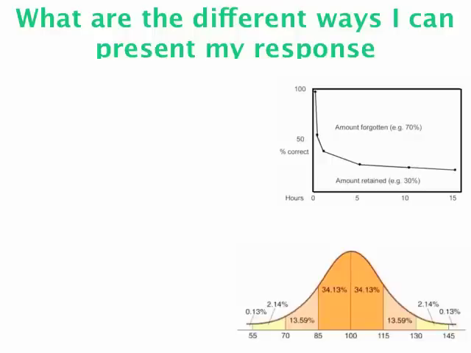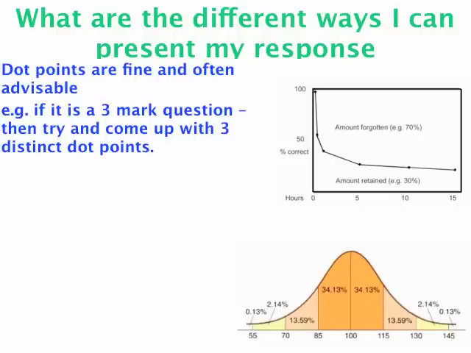Now, most, if not all, of the short answer questions you're going to be given lines. It's basically 2 lines per mark. So if it's a 2-mark question, you'll get 4 lines. 3-mark questions, you'll get 6 lines. But that doesn't mean there aren't other ways you can present your response, depending on the nature of the question. Dot points are great. So if it's a 3-mark question, come up with 3 dot points, and you're going to make it quite easy for the examiner to mark it that way.